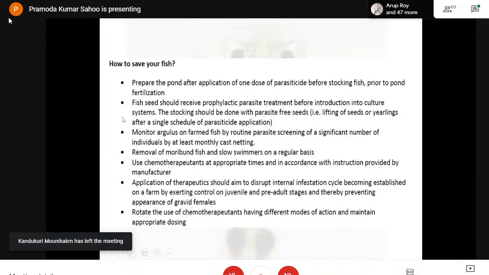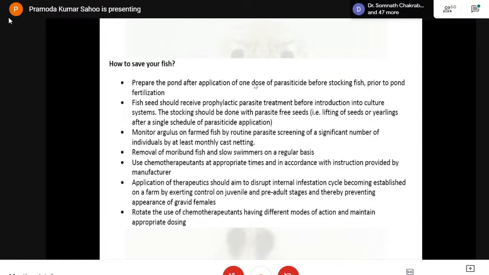Prepare the pond with one dose of parasiticide application, and again when you are getting the juveniles or fingerlings, insist on getting the seed from a treated pond also, so that the parasite will not come through the fish and your pond is free. So at least up to 6 months you can maintain a culture period free of this particular parasitic infection. And monitor regularly.